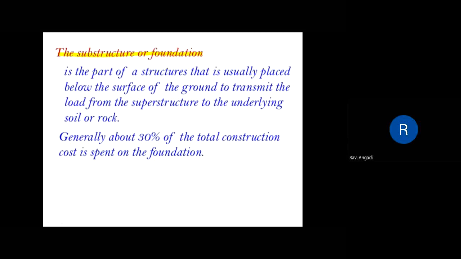What is a substructure, or a foundation? It is the part of a structure that is usually placed below the surface of the ground to transmit the load from the superstructure to the underlying soil or rock.